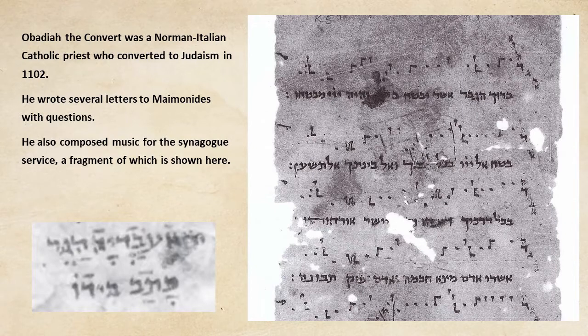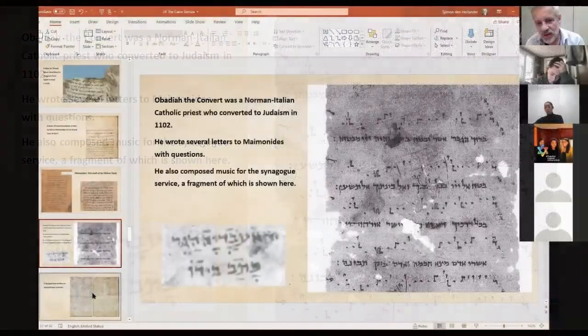You can call him Obadiah in Hebrew, but in English it's Obadiah the Convert. He was a Norman Italian Catholic priest who converted to Judaism in 1102. He wrote several letters to Maimonides with questions. He also composed music for the synagogue service, a fragment of which is shown here, with musical notes. I once found a little recording when people tried to perform this.